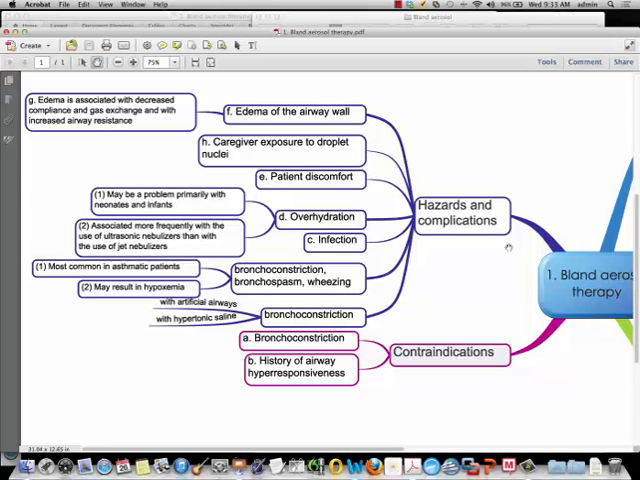Next, patient discomfort. Wearing an aerosol mask is not comfortable. You don't do it willfully for fun. And it's not comfortable. The patient just can't stand wearing the mask and having that aerosol blowing in their face, and it's noisy. That's a hazard, and you probably should stop it, or at least let them take a break.